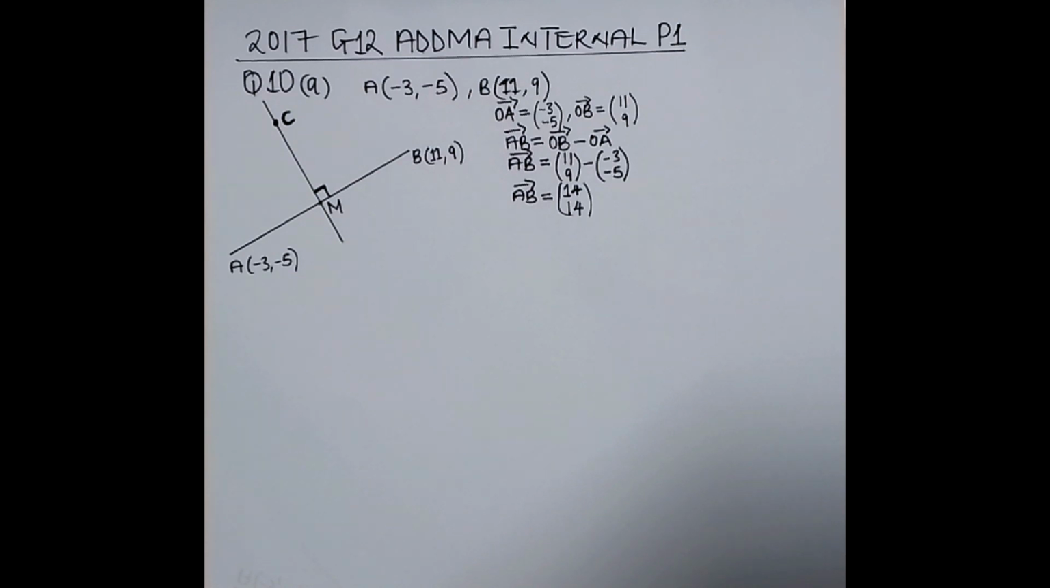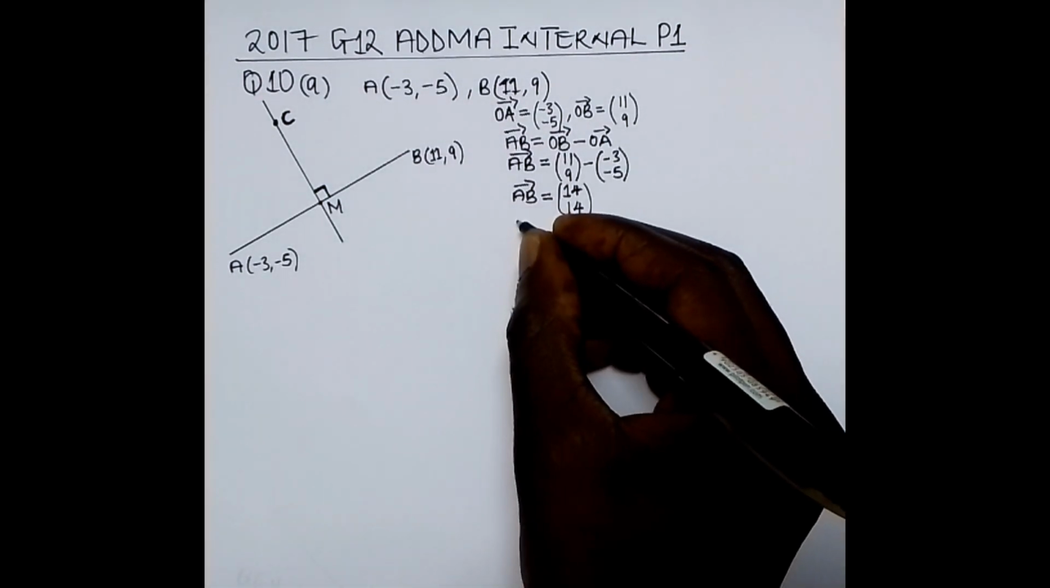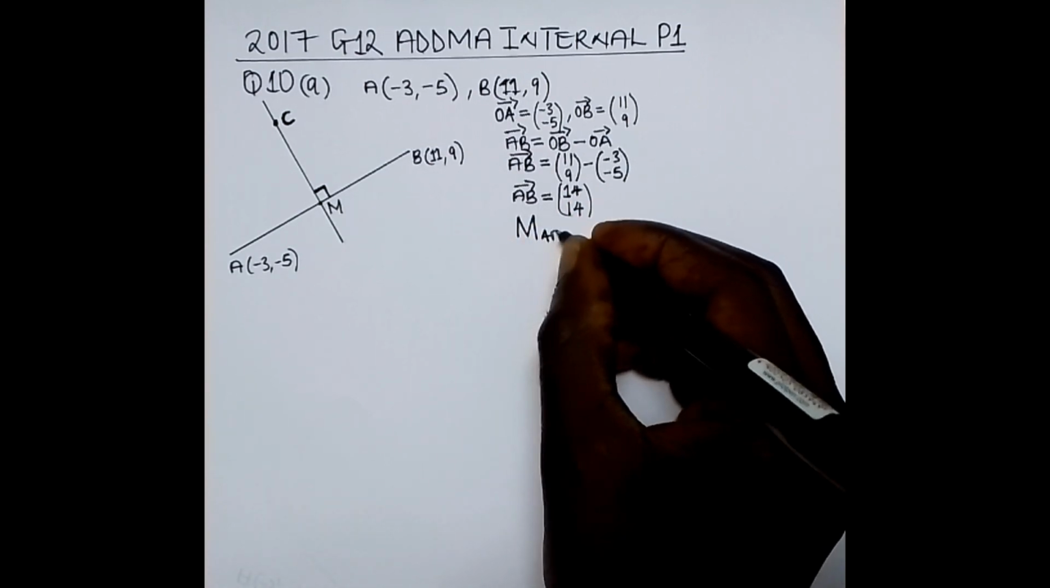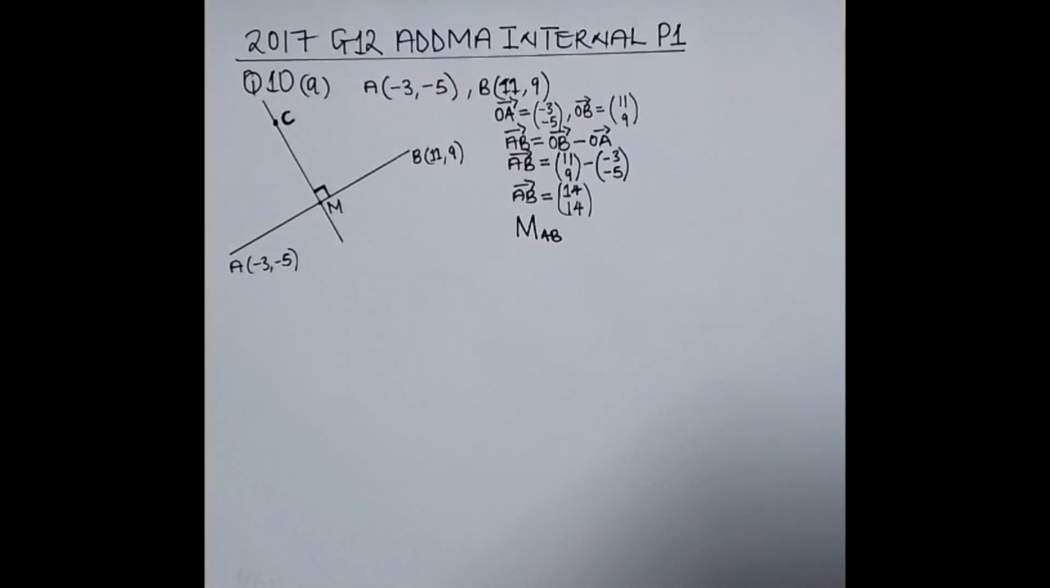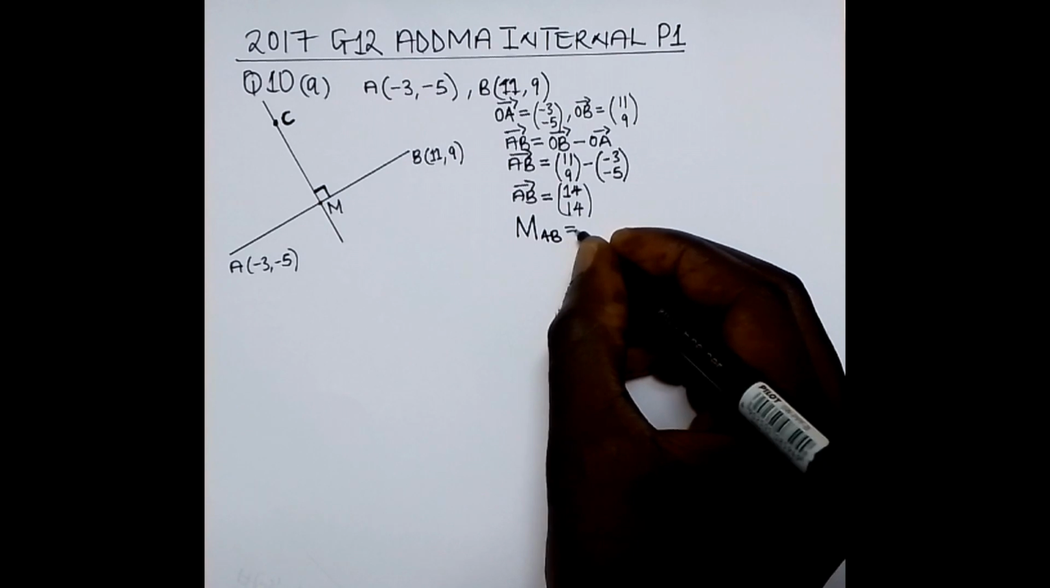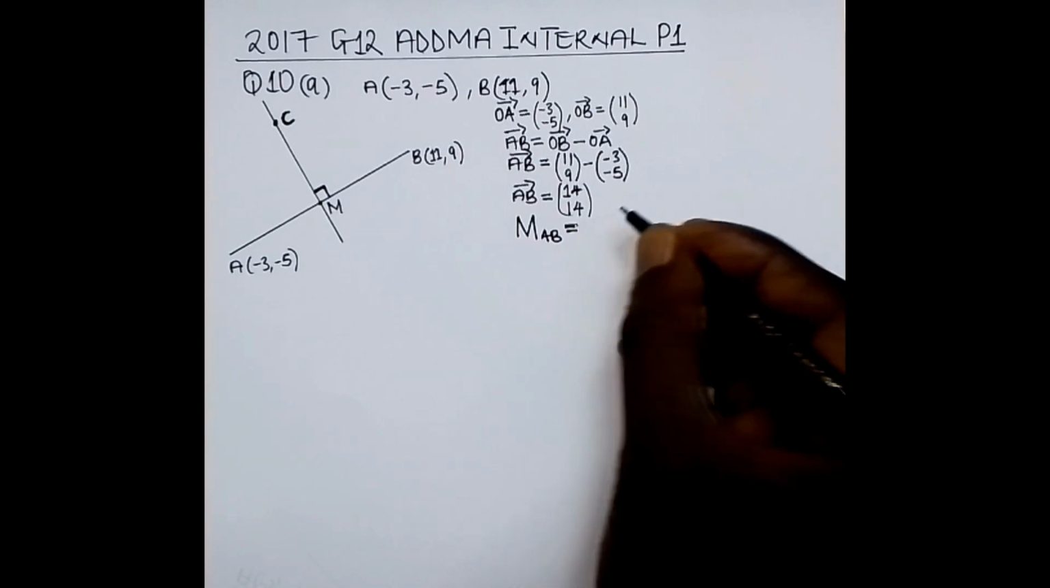Now there's a connection between the direction vector and the gradient of the line. So I'll try and change this direction vector to a gradient. The denotation for gradient is m, so I'll write capital M and then AB. This is the gradient for the line AB. So what is the gradient for the line AB?